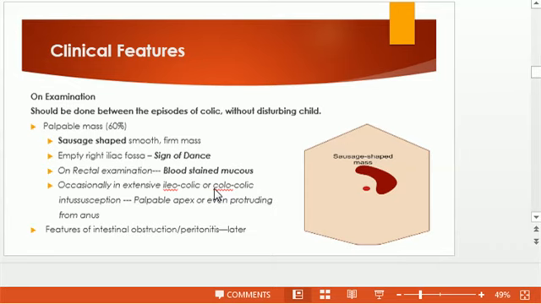Sometimes, when there is an extensive ileocolic or colocolic intussusception, meaning when it is a very long one, in those cases the apex can be palpable with digital examination, and even sometimes it protrudes through the anus. So in a very extensive, long intussusception, maybe you can palpate with your little finger on digital examination, or it may protrude outside the anus.